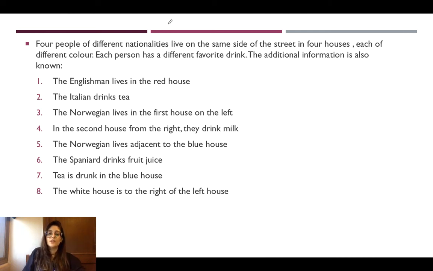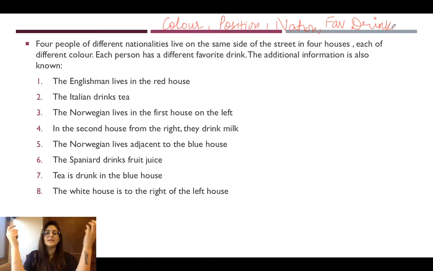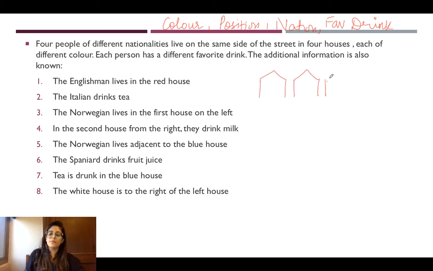So first is going to be color of the house, position of the house, nationality of the person, then you have your favorite drink. So you have to keep in all those things in mind, and you have to construct कि कैसे ये चार घरों में placed हैं. Now to help you with that, you have all this information. So firstly, let's start by constructing 4 houses. Okay, ये मैंने 4 houses बनाए because it is given that there are 4 houses.